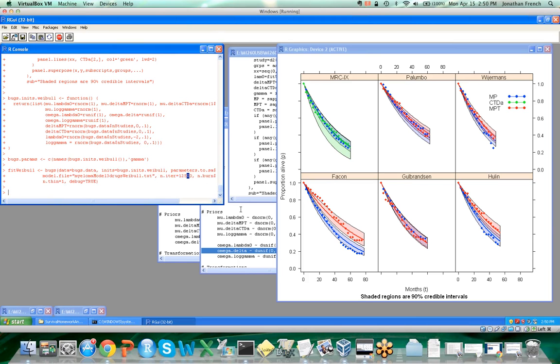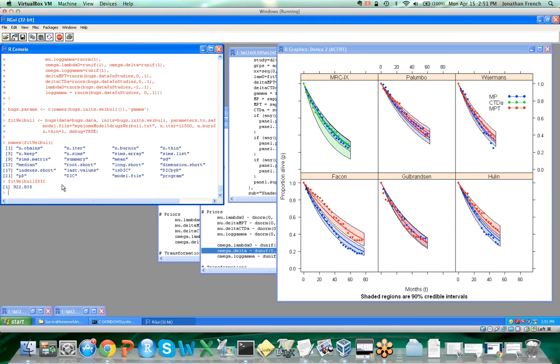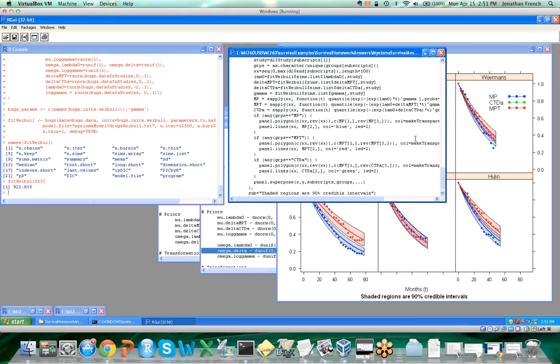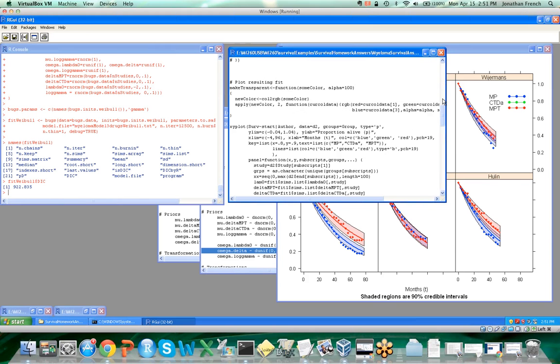I've created this object called fit.wibble. When we bring back our R to WinBUGS object, we have an element of that called DIC. So if we look at fit.wibble DIC, for the Weibull model, we have a DIC of 92.8, and I can't remember what we called that other model, fit1. So if we look at the DIC of fit1, that was our exponential model.